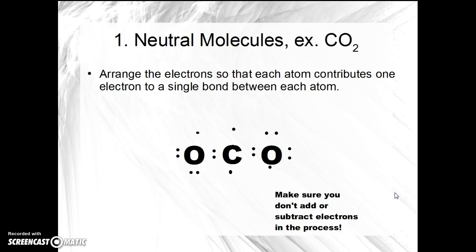Then we arrange the electrons so that each atom contributes 1 electron to a single bond between each atom. So the oxygen needs to bond to the carbon here, and the second oxygen needs to bond to the carbon here. Now make sure you maintain the total number of electrons that you had to begin with as you do this. As you can see, there is a single bond here, but we have unpaired, unbonded electrons on that oxygen and on this carbon. So both oxygens and the carbon have unbonded electrons.